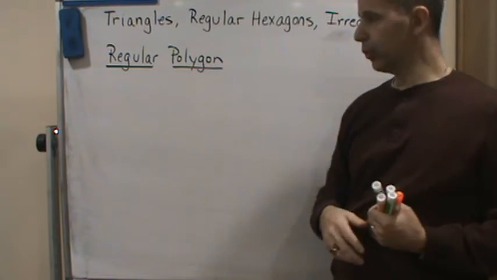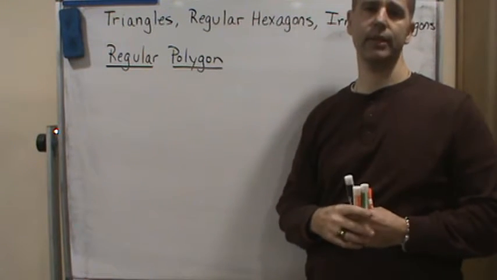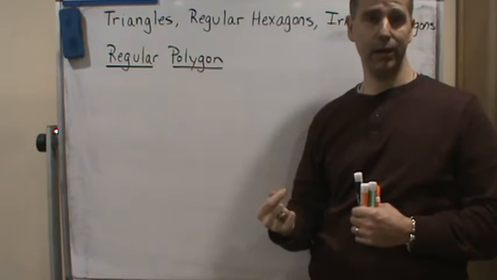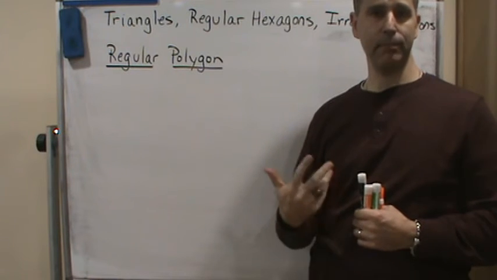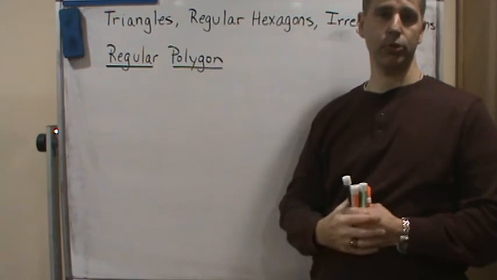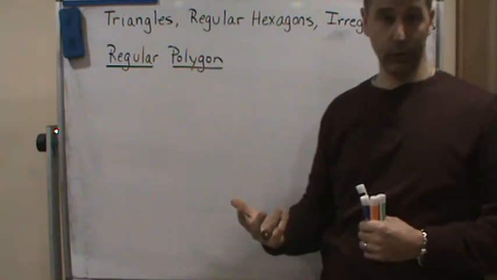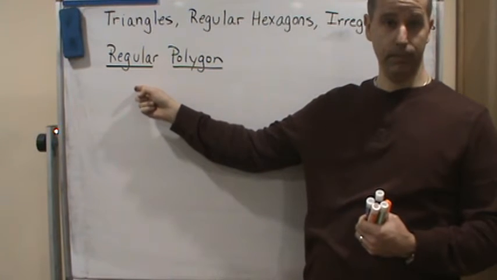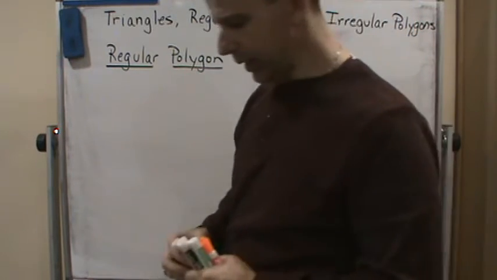Now a regular polygon, the word regular implies that it has some special characteristics. Those characteristics are that all the sides of the polygon are the same length and all of the interior angles of the polygon are the same measure. Okay, that's what we mean by regular. So a regular polygon meets those two conditions. Now we've dealt with regular polygons already. For example, an equilateral triangle and a square are examples of regular polygons. Okay, so let's do some more.